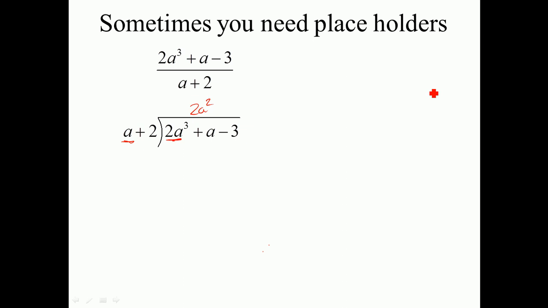So what we do is we put a placeholder. Really the term that's missing here is the a squared term. Now we all agree that in between there should be a 0a squared. Since there's nothing there, we're going to put a placeholder there. So when we rewrite it, it should look like that. Now we can do our process. So let's do the process now.